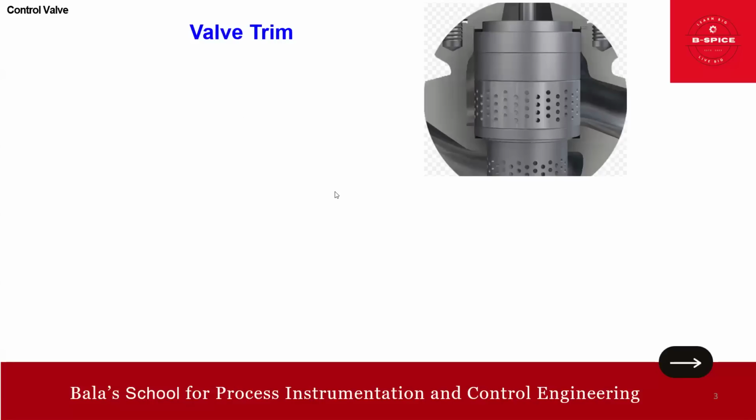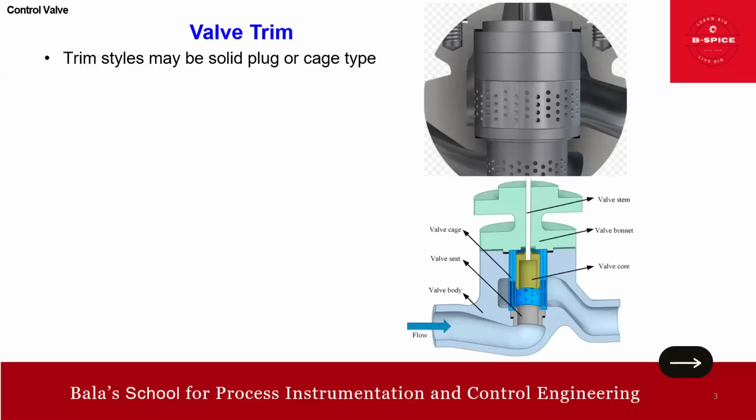Now we'll go into the trim design. This is the look and feel of the cage type, and this is a cross-sectional view. Trim styles may be solid or cage type. This is the cage type. So what is this cage? A cage guided valve is a type of control valve design that incorporates a cage-like structure, to guide the movement of the valve plug and disc. As simple as that.